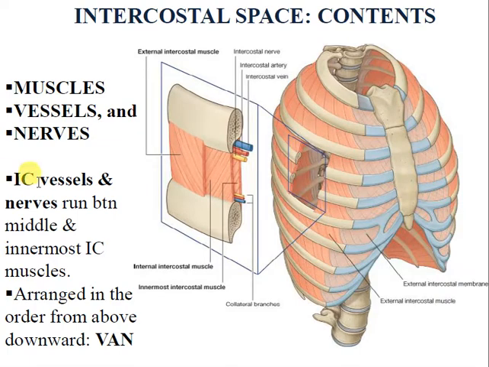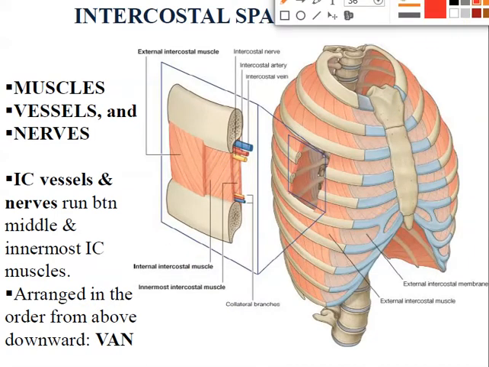Intercostal vessels and nerves run between the middle and innermost intercostal muscles. As you can see here, we have the external intercostal muscle. From there we have the middle intercostal muscle, which we also call the internal intercostal muscle. Then we have the innermost. So we have external, internal, and innermost.